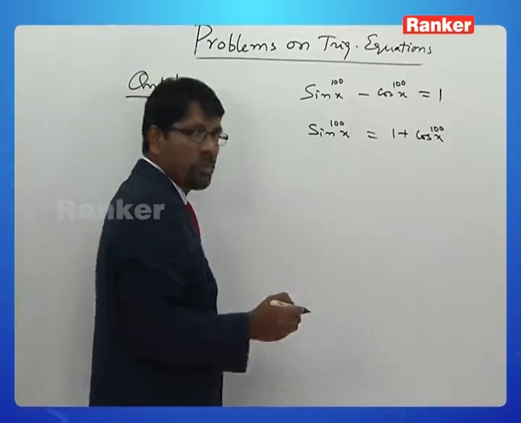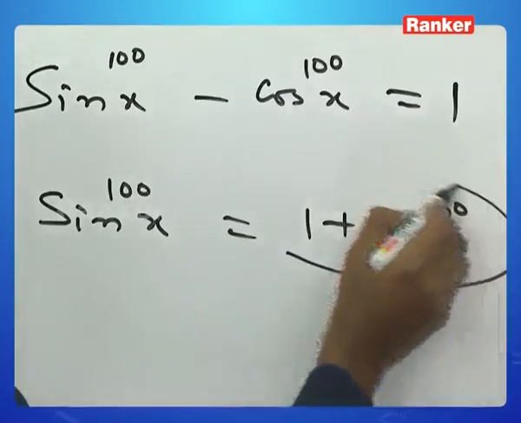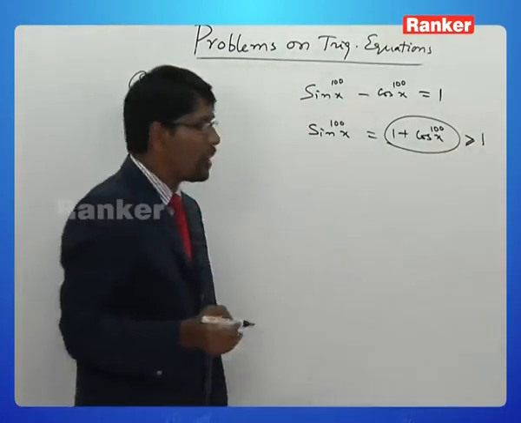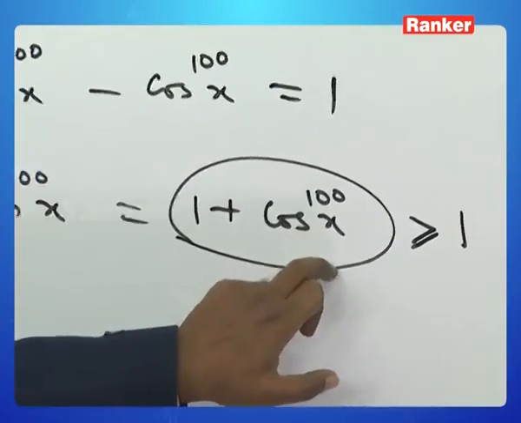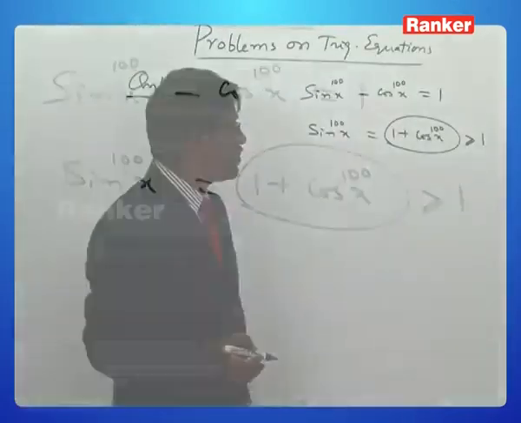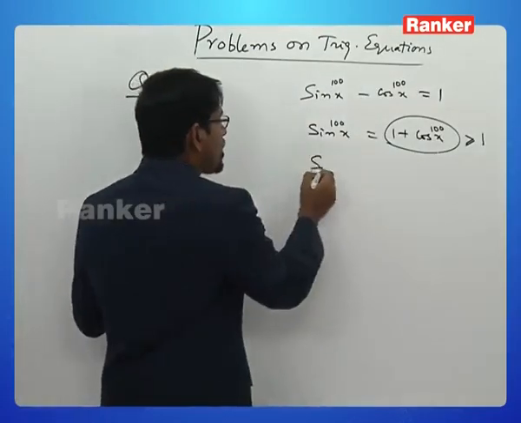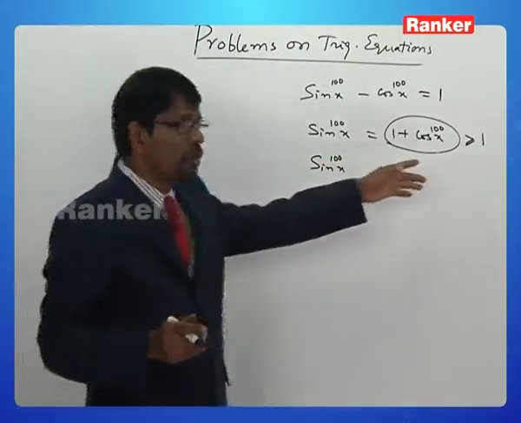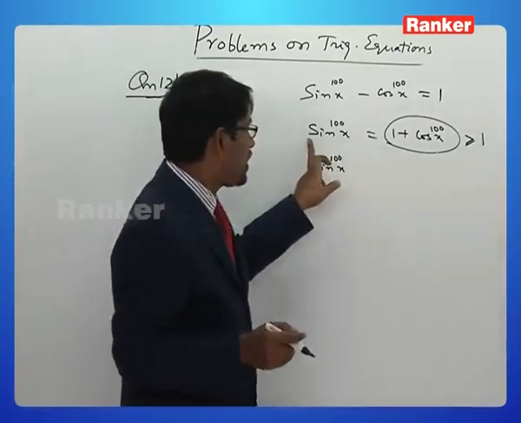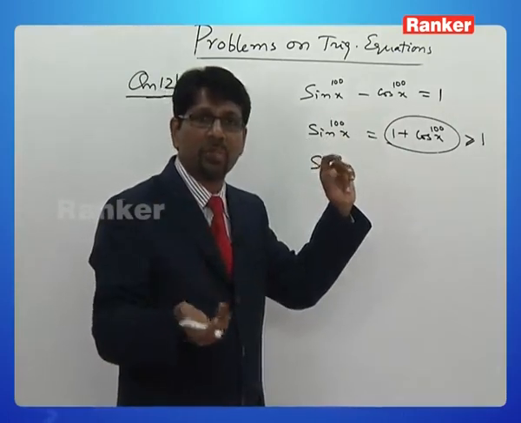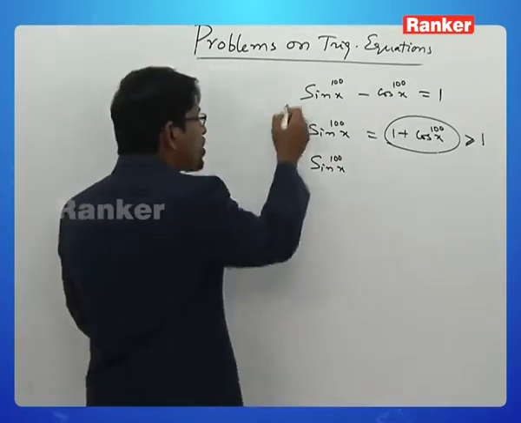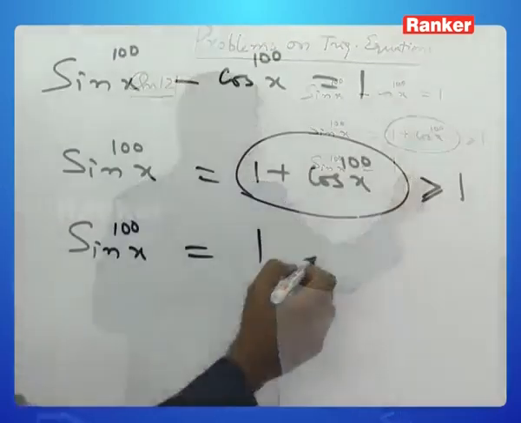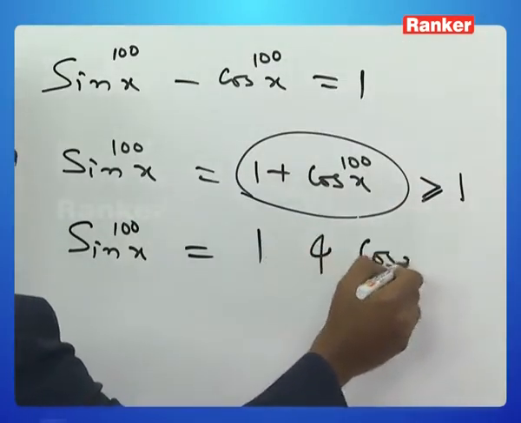1 plus cos x raised to the power 100. We know that this 1 plus cos x raised to the power 100 is always greater than or equal to 1, because cos x to the power 100 is always greater than or equal to 0. So sin x power 100 has been equated to some quantity which is always greater than or equal to 1. But can sin x power 100 be greater than 1? It can't be. So this will happen only when it is equal to 1, right? And what should you have? Cos x power 100 should be 0 then.